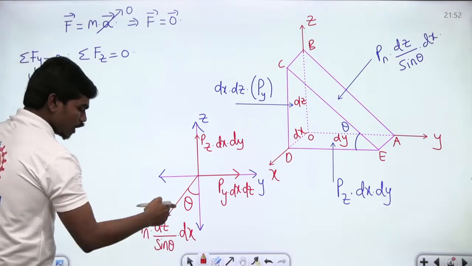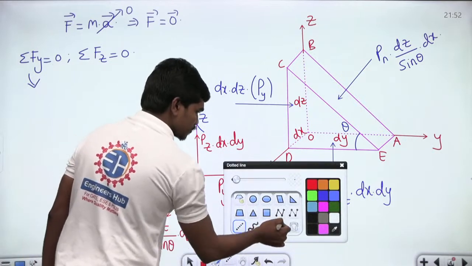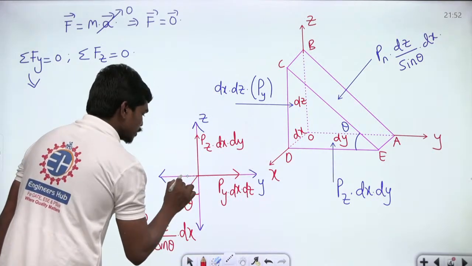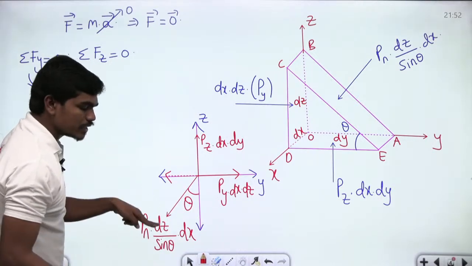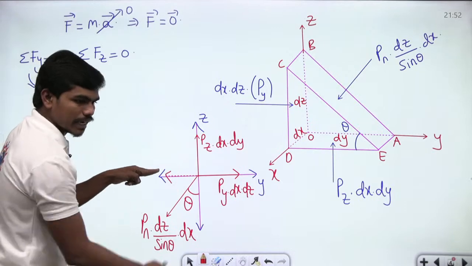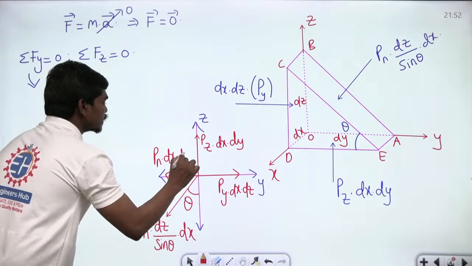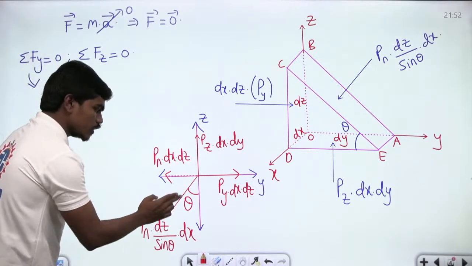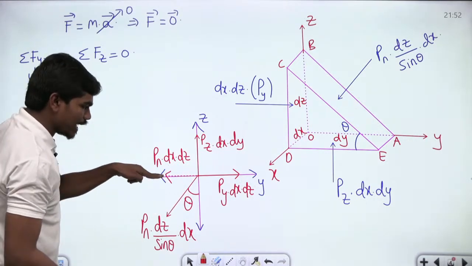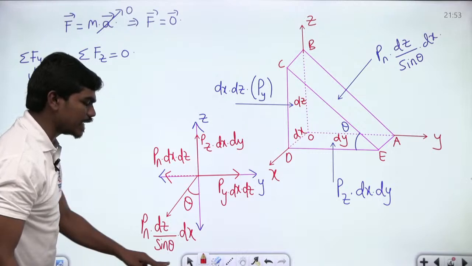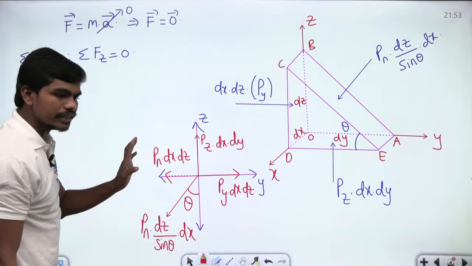So now, if you resolve this force into two components along the y and z directions, see carefully what happens. Let us suppose I am resolving this force. This is Pn dz by sin theta dx, and this component will become sin theta. So sin theta gets cancelled and we have Pn into dx dz, correct? If you resolve this force along the y axis, then this angle is theta. So the force acting along negative y will be Pn dz by sin theta dx into sin theta. So sin theta gets cancelled and Pn dx dz is here, correct?